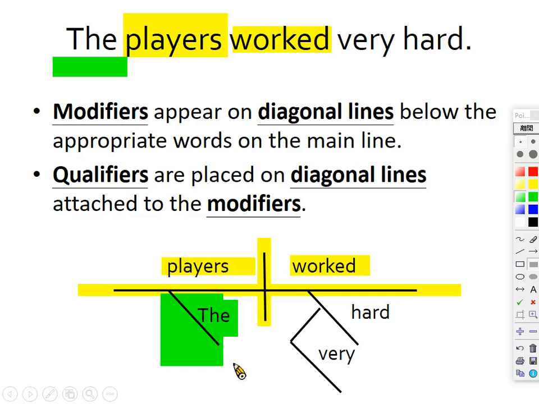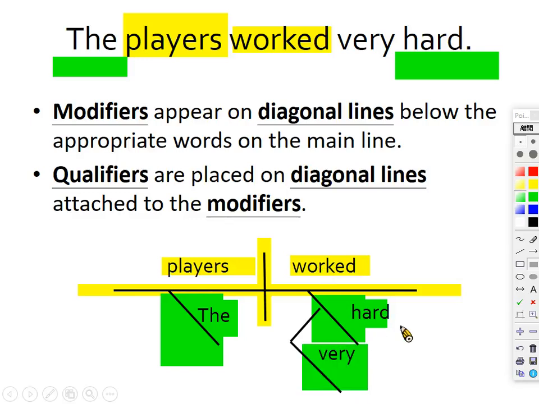But how about very hard? Very hard, okay, we need to pay a little bit of attention to this. Very hard altogether is used to modify worked. But the word used to modify worked is hard, not very, right? So that's why we put hard here to modify worked. But very is used to modify hard. How hard? Very hard, a little bit hard, right?